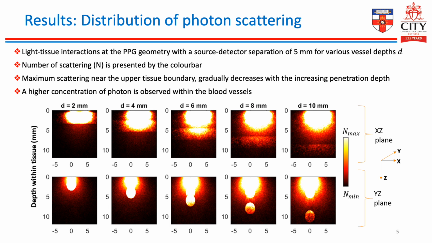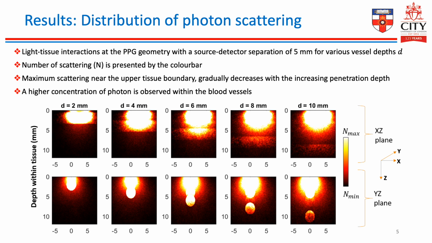Let us go to the results now. So these figures show the distribution of photon scattering. So in Monte Carlo model, we actually simulate the three-dimensional distribution of the photon scattering events. Here, in the first row, we represent the XZ plane projection of the model, and in the second row, we present the YZ plane projection. Color bar represents the number of scattering, which is distributed between this minimum and maximum values, min and max.